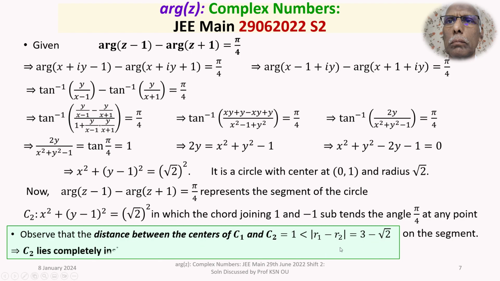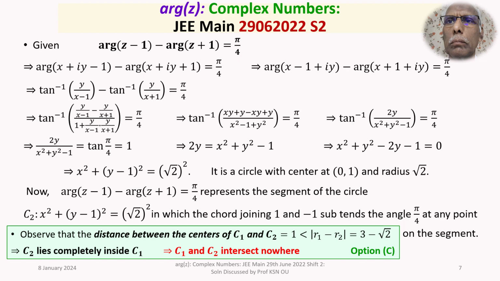This implies C2 completely lies inside C1. This is the result we are using. Therefore, C1 and C2 intersect nowhere. They do not intersect, neither do they touch. So, C1 and C2 intersect nowhere, and that is precisely your option C. That's your answer. Agreed.